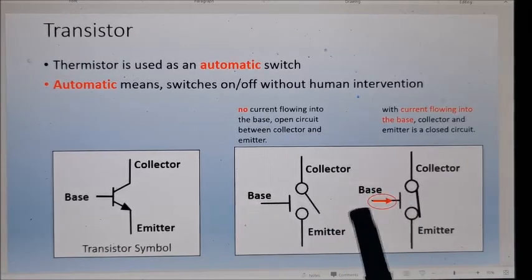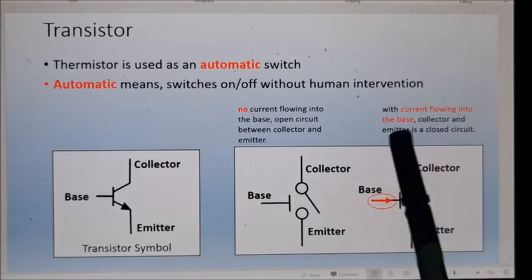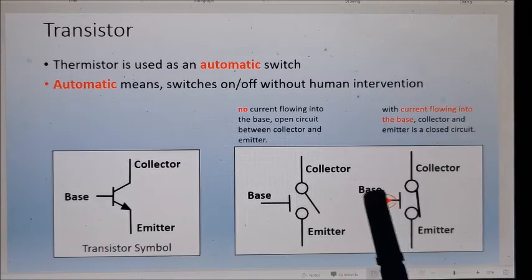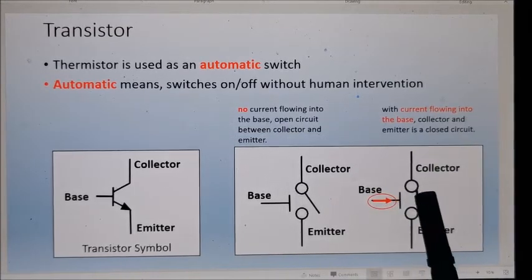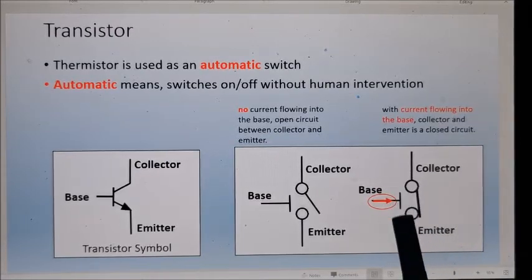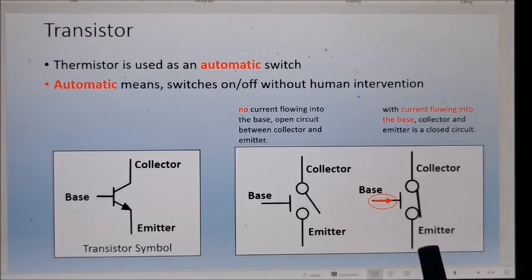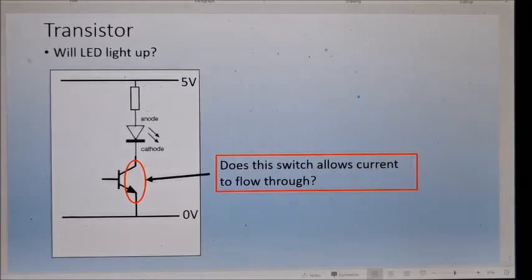If you send in a base current, a small current will do. With current flowing into the base, this current we call base current. Once you have current flowing here, the switch closes. It becomes a closed circuit, so current can flow through. Now, we show you whether this switch allows current to flow through.